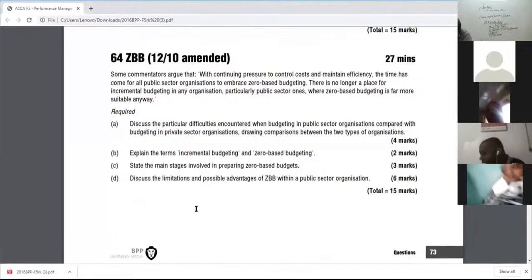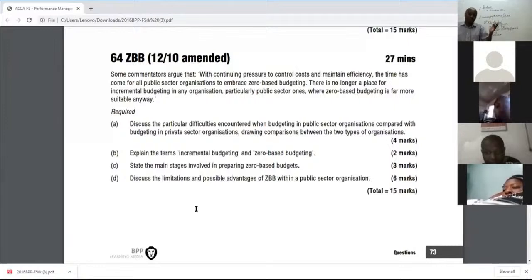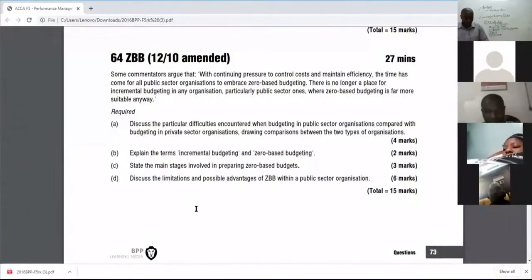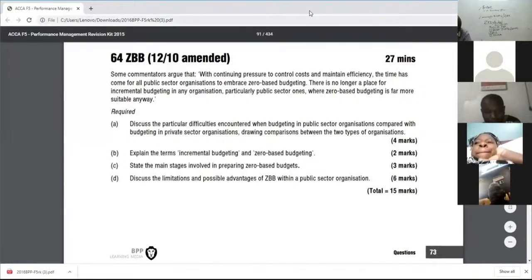They're saying there, some commentators argue that with continuing pressure to control costs and maintain efficiency, the time has come for all public sector organizations to embrace zero-based budgeting. There is no longer a place for incremental budgeting in any organization. That should be the case. But like in Kenya here, I can assure you there are very few organizations that make use of ZBB. All of us, including us at our school, we use incremental budgeting. We get last year's budget, we build up a few things here and there. ZBB is quite costly to put up, although very beneficial. So, particularly public sector ones, where zero-based budgeting is far more suitable anyway.